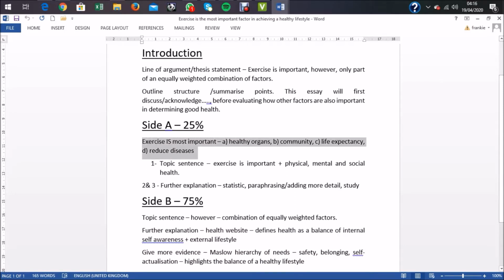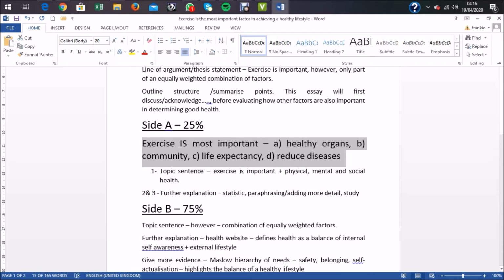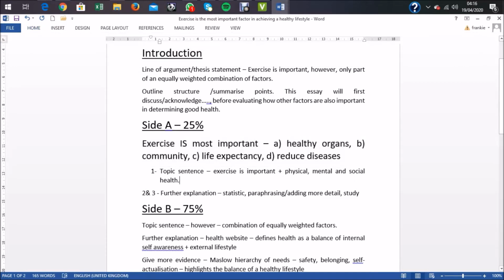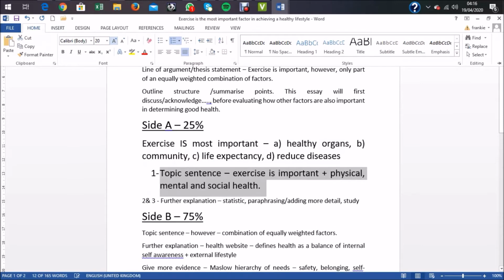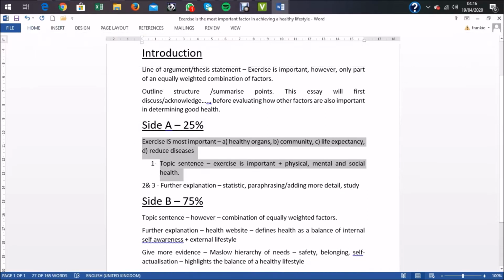Now, to recap, the first steps that we took, we looked at brainstorming our ideas for why exercise is the most important thing. And we could see there, guys, that included things like healthy organs, community, life expectancy, reducing diseases. And we summed that up in our topic sentence by saying it's physical, mental and social health. So that was our initial brainstorm for side A.